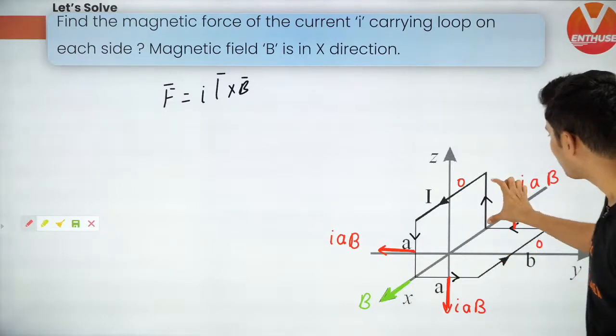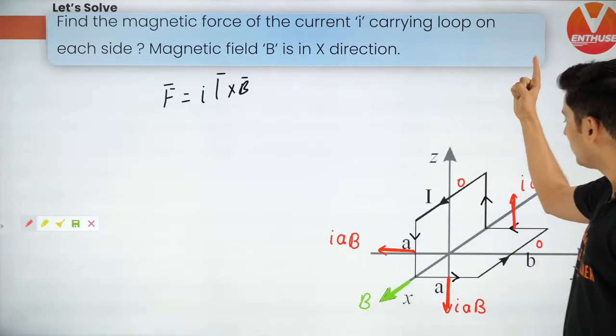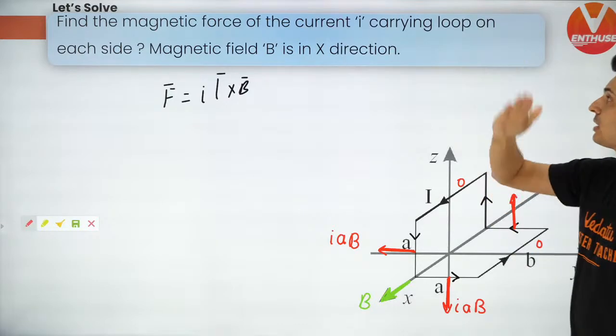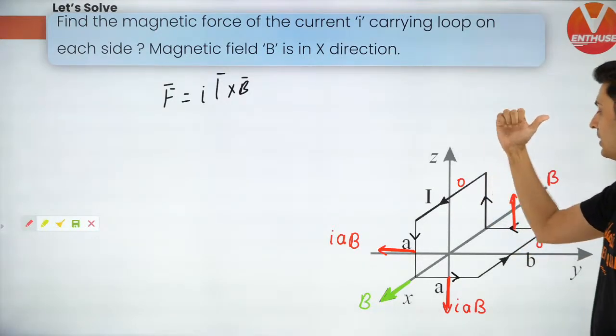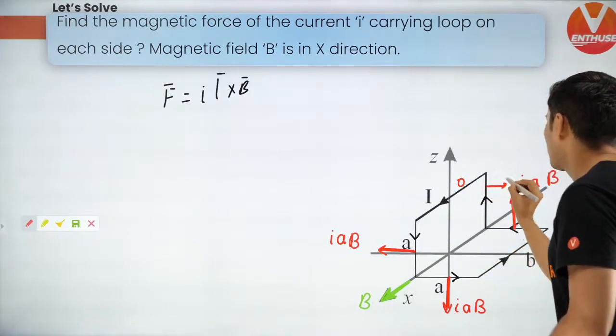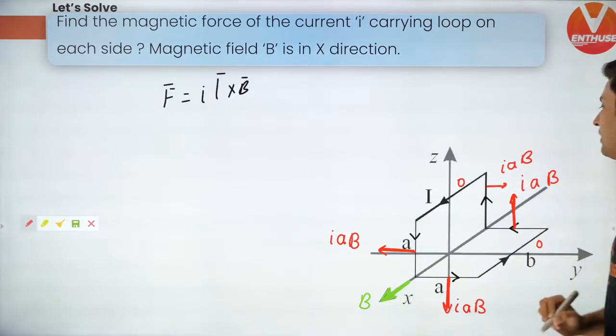Lastly, only this part left. Length is on the top. B is towards you. Length cross B. Come on, do this. So you should get this one. So it should be I, A, B again.